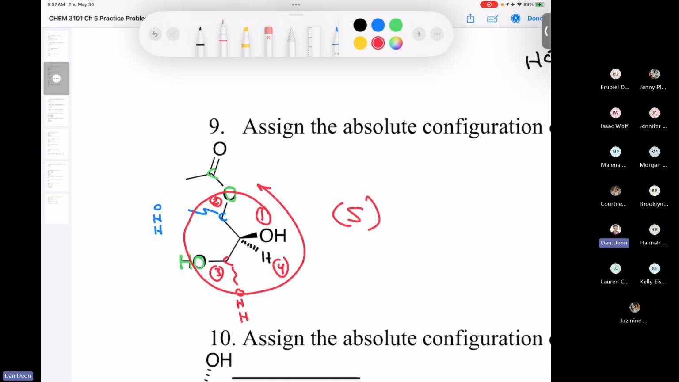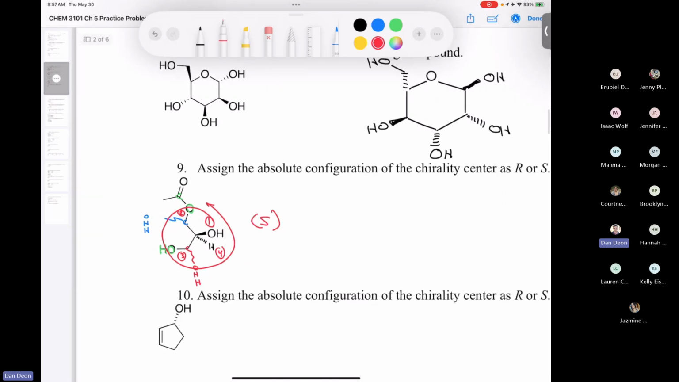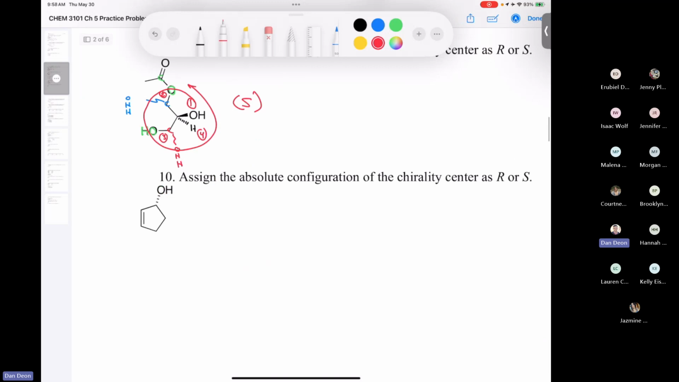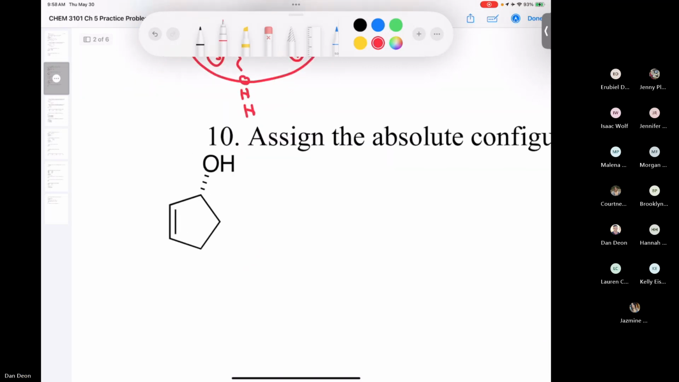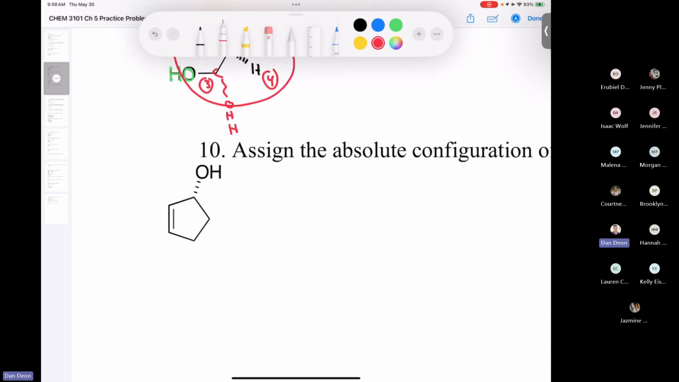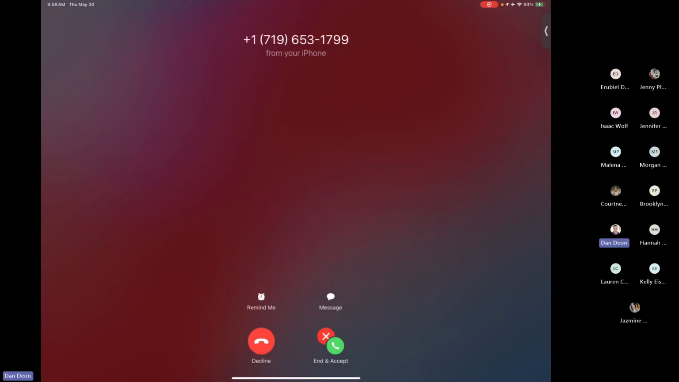All right, next one is in the same vein. So assign the absolute configuration to this one. So we have the hydrogen coming out in front. So whatever we do, we're going to reverse it. So the hydrogen is here.